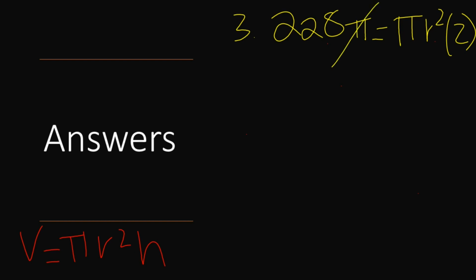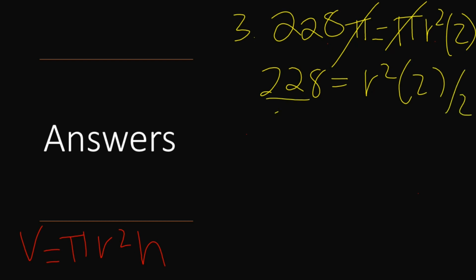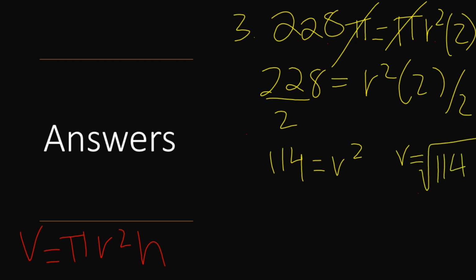So you divide by pi on both sides, so you get 228 equals r squared times 2, divide by 2 on both sides, and you get 114 equals r squared. So r is the square root of 114. And that would be the answer for 3.